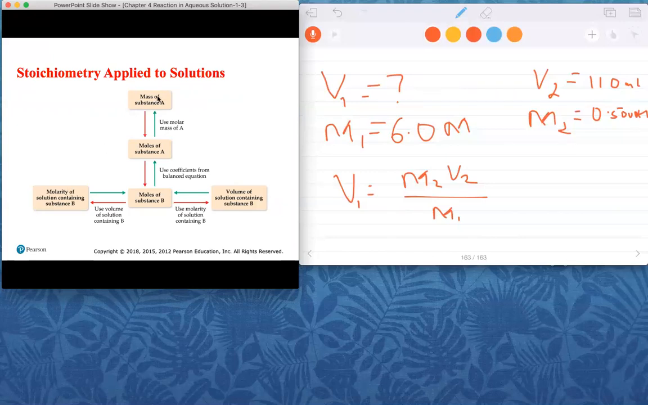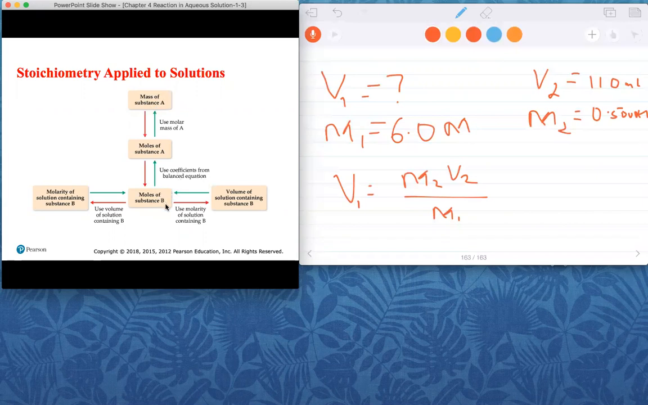Changing from the mass of the solute to moles of solute, you use the molar mass. If it is an element, look at the periodic table. If it is a compound, you have to determine the molar mass or formula weight of that substance or compound, and then you quantify that.